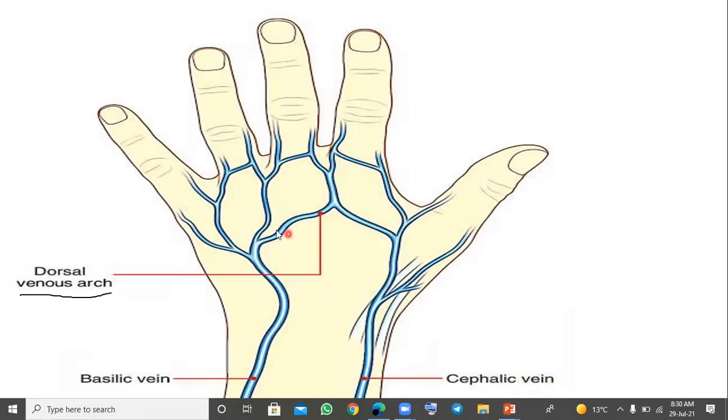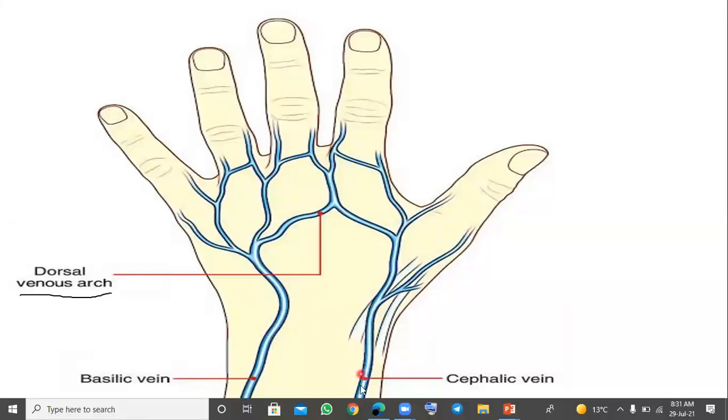And on the medial aspect, it forms the basilic vein. Okay, so the cephalic vein passes through the anatomical snuff box. As you can see, those are the boundaries. Some of the boundaries are the abductor pollicis longus, the extensor pollicis brevis, and the extensor pollicis longus. So the cephalic vein is one of the contents of the anatomical snuff box, and it's going to be on the lateral aspect, while the basilic vein is going to be on the medial aspect.